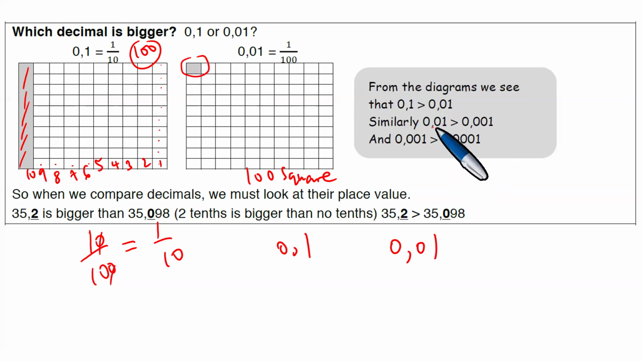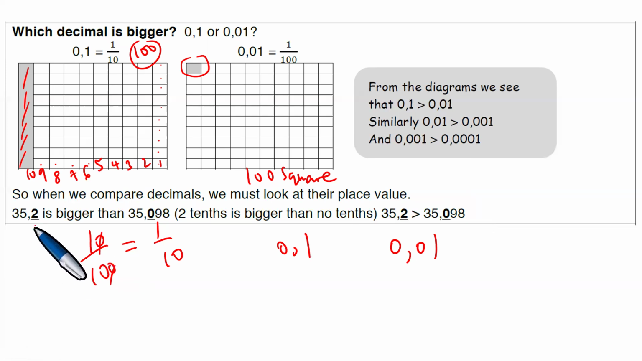Similarly, if you are to look at 0,01, it is bigger than 0,001. And 0,001 is bigger than 0,0001. We continue. Right, and we check more stuff. We check more stuff.